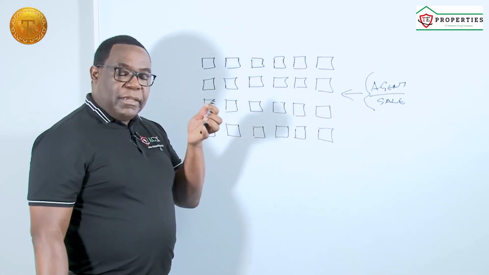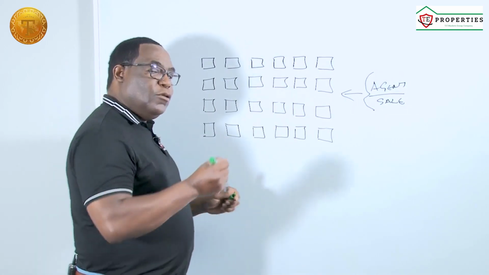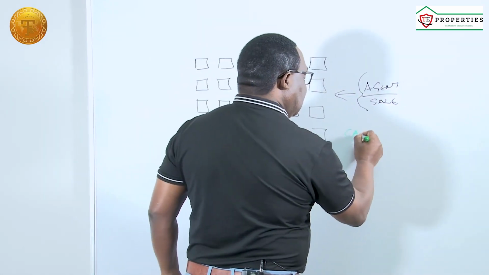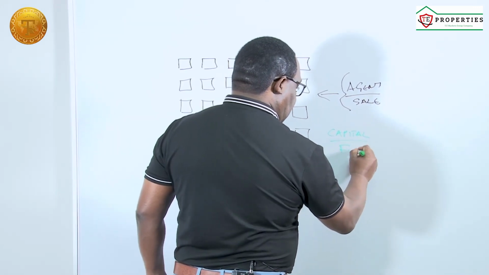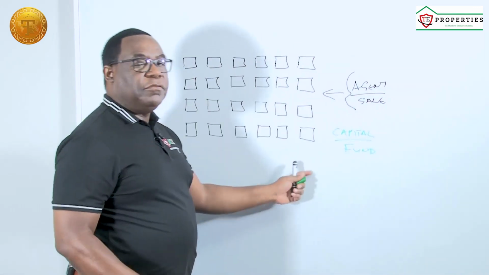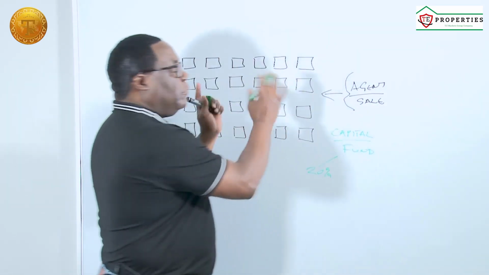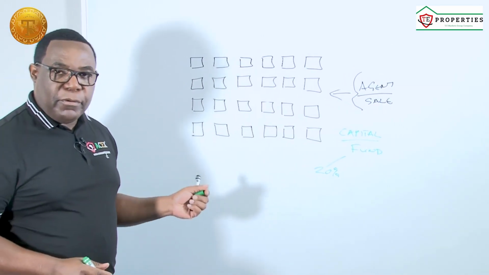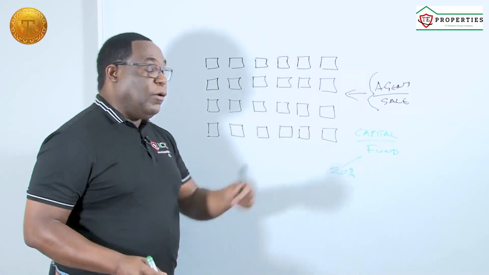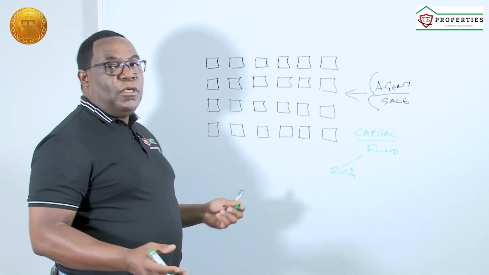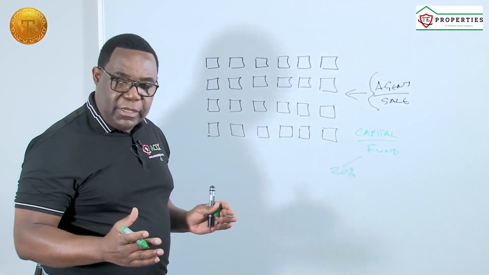Most developers, when they start a project like this, they're looking for capital to actually do that development. They're looking for funds, okay? They probably have, in some cases, only 20% of what is required to put up a development like that. In some cases, only 10%, quite frankly. But anyway, they probably have about 20%. And so they're looking to sell some units off plan and raise some kind of money, all right?